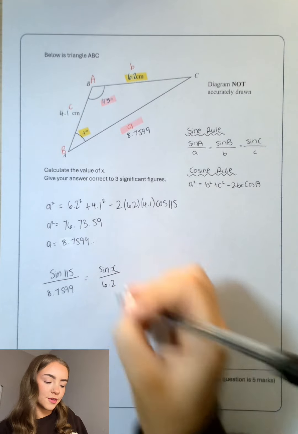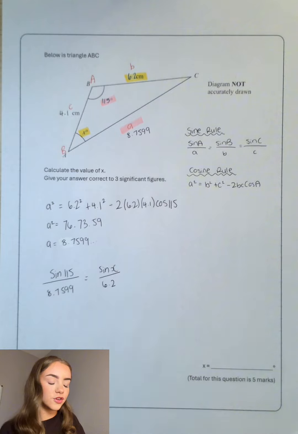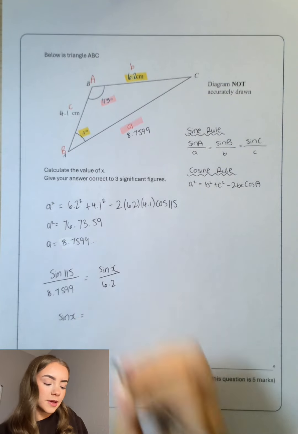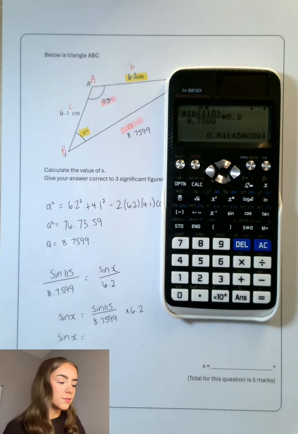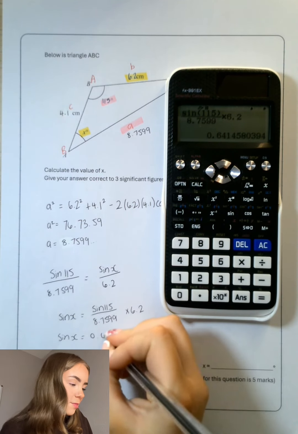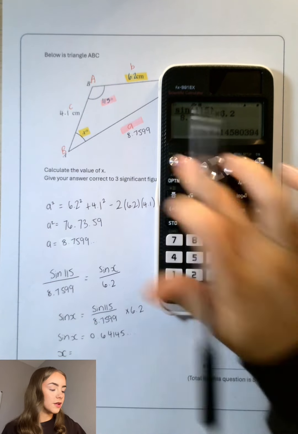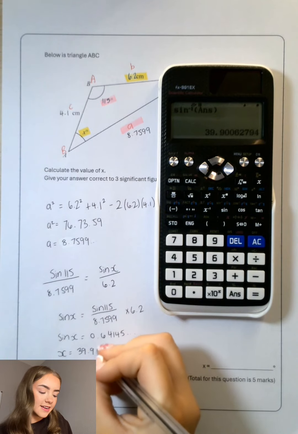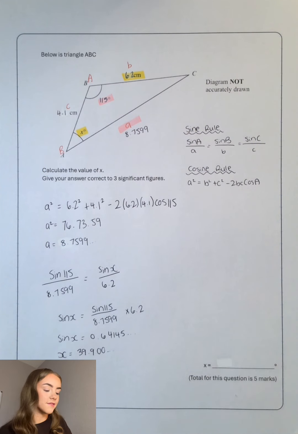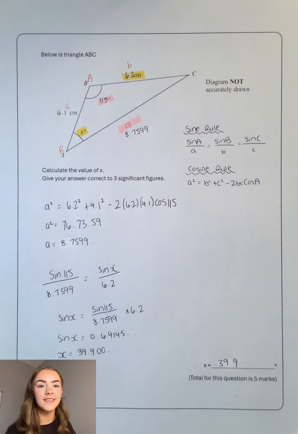over 6.2. To get sine of angle x on its own, since it's divided by 6.2, let's times both sides by 6.2. So sine of angle x will be equal to this expression multiplied by 6.2, which simplifies to give us a value of 0.64145. Then finally, to get x on its own, we'll need to do inverse sine of this value, which is 39.900. To three significant figures, this will just be 39.9 degrees. And this is our final answer.